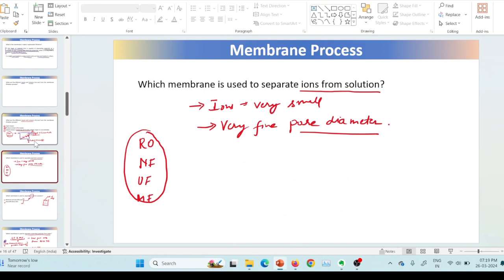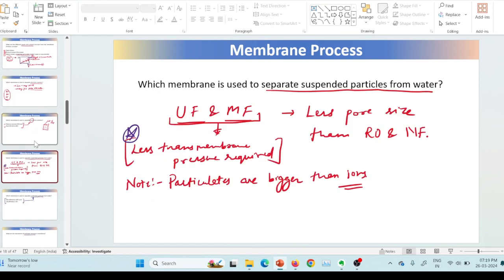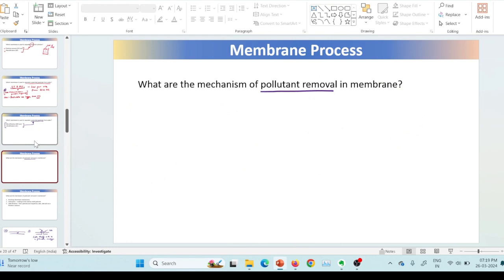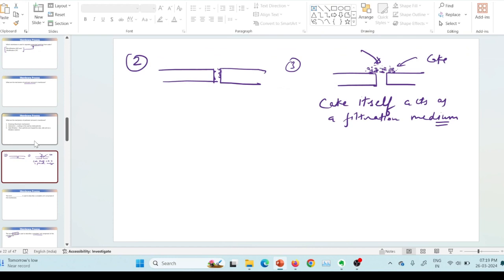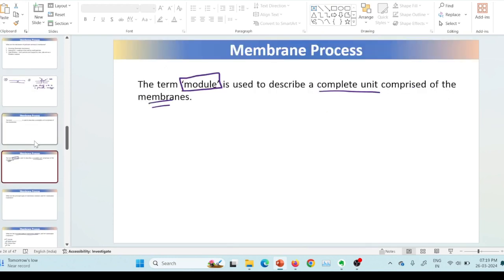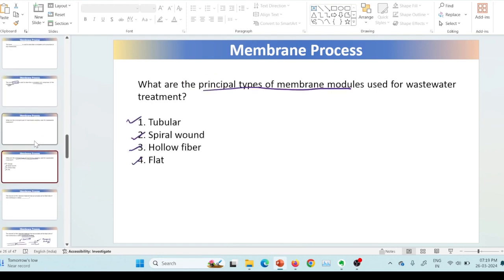Ions can be removed through RO and nanofiltration, while particulates can be removed through ultrafiltration and membrane filtration. And the mechanism of pollutant removal is straining, adsorption, and cake filtration. Module is a term used for the unit which consists of a number of individual membrane units. So these are the types of membranes used in water and wastewater treatment.